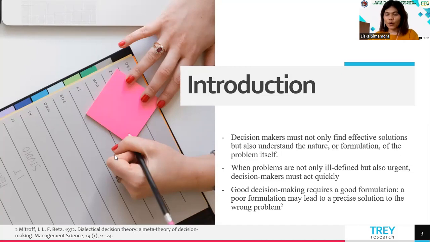And next, good decision making requires a good formulation. So this is the key. Why do we need to learn this chapter? Because good decision making requires a good formulation. We have to formulate the problem and the solution. A poor formulation may lead to a precise solution to the wrong problem. It means we think the solution is so cool, but it is not really the answer to our problem.